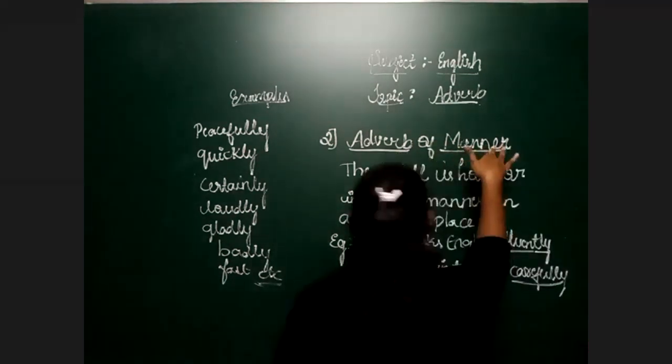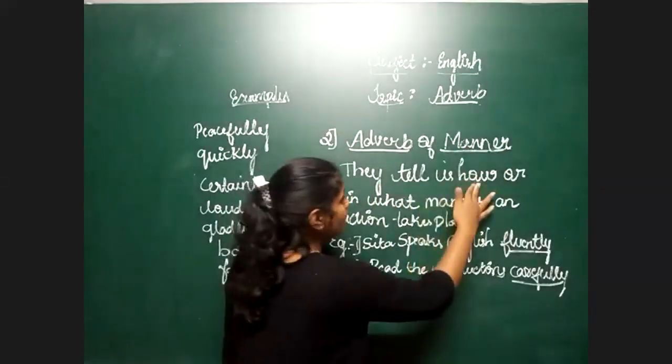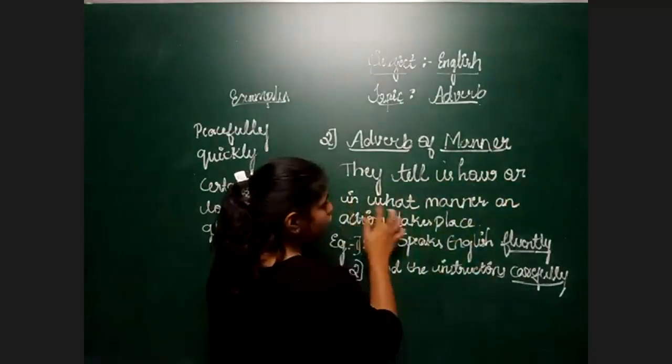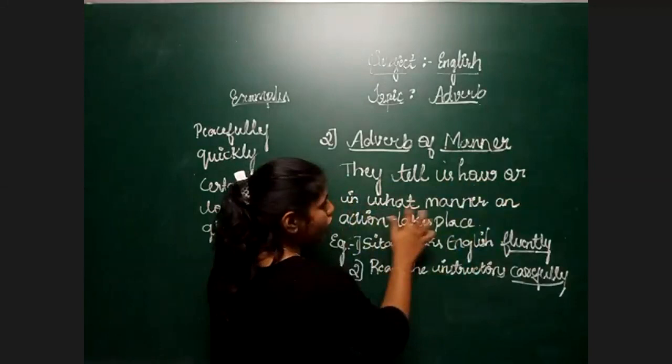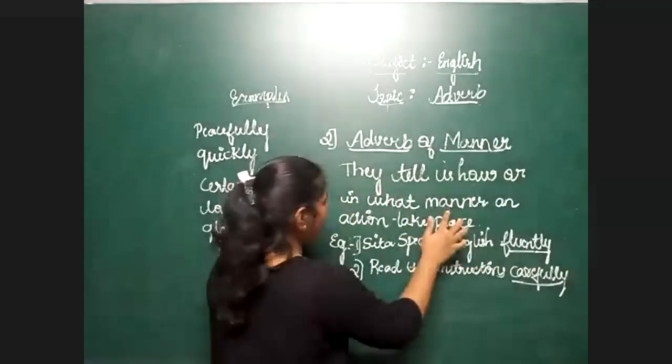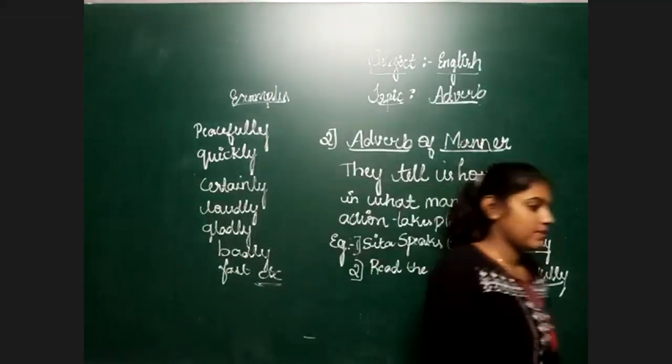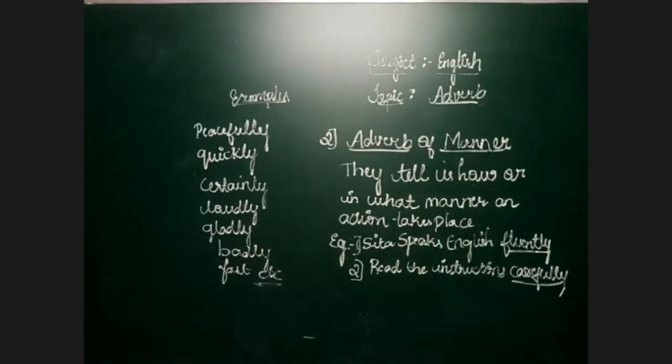Adverb of manner. They tell us how or in what manner an action takes place. Sita speaks English fluently. Some of the examples are carefully, quickly, loudly, gladly, badly, fast, etc.